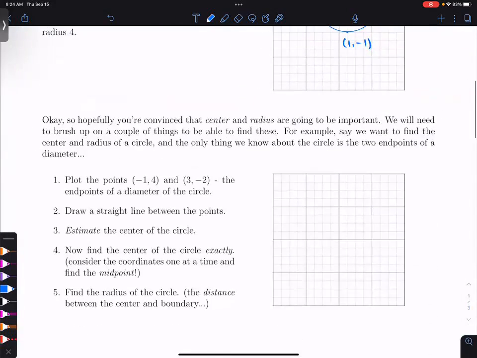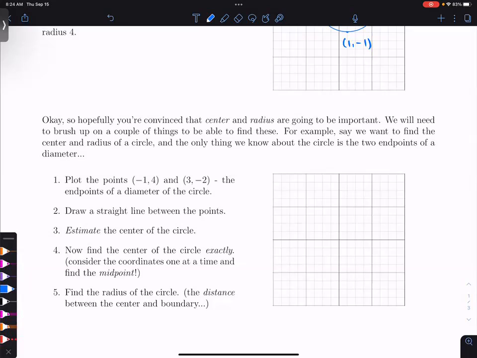So in particular, again, so far, if we know center and radius, then we're good to go. So those are the things we're mostly going to focus on. So do this stuff. Plot these 2 points, -1, 4, and 3, -2. There's a blank graph right there. Draw a straight line between them.